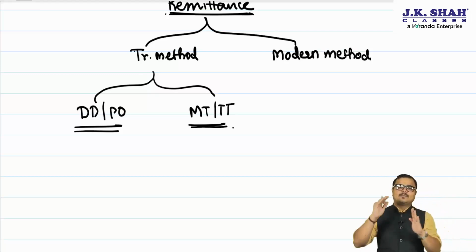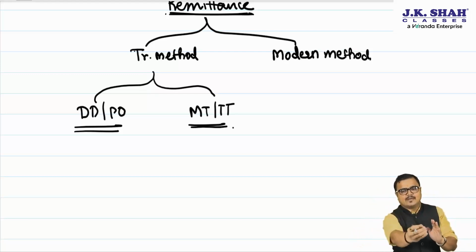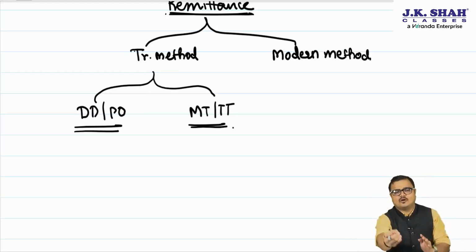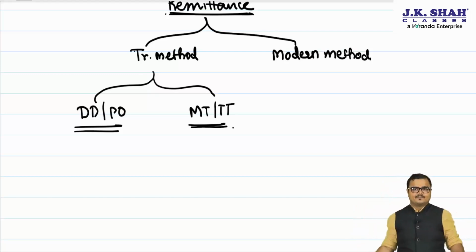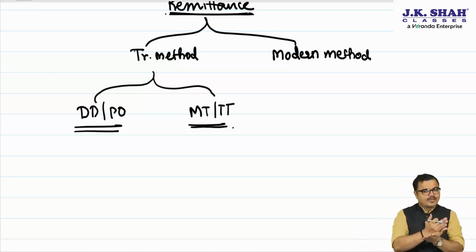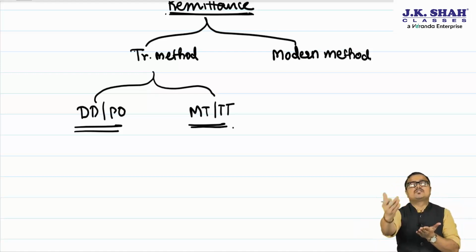Say for example, if I want to make a payment to Mr. Sunil, I will ask my bank, please give me a demand draft in the name of Mr. Sunil. So the bank will first deduct the money from my account. Okay, sir. Deposit it in its own account. Okay, sir. From its own account, issue the check.